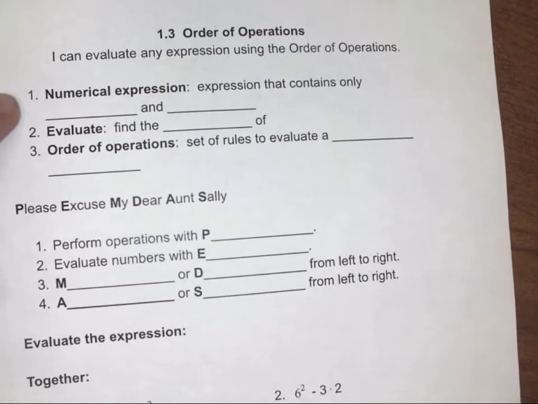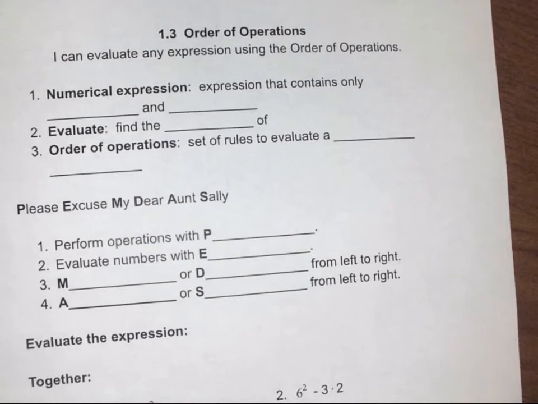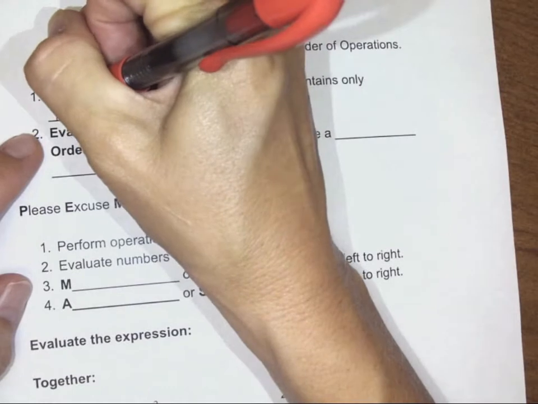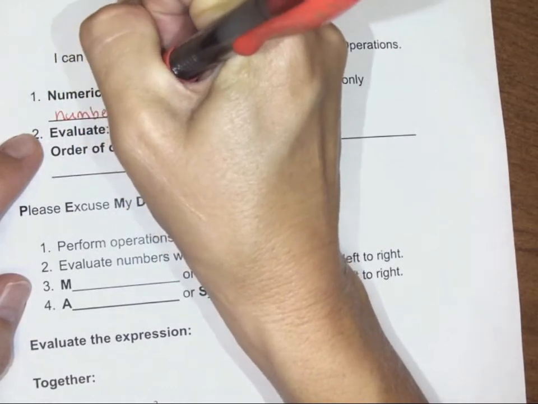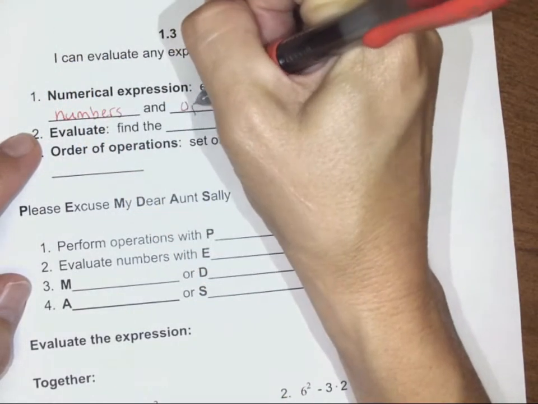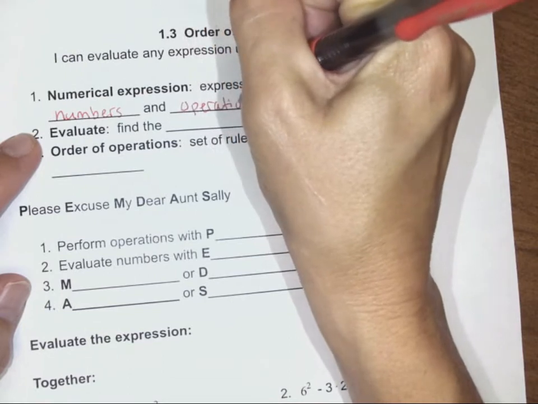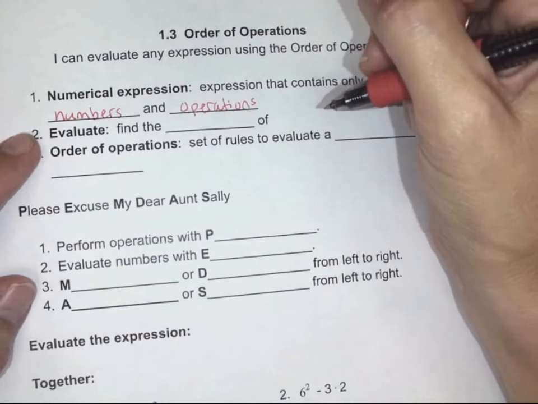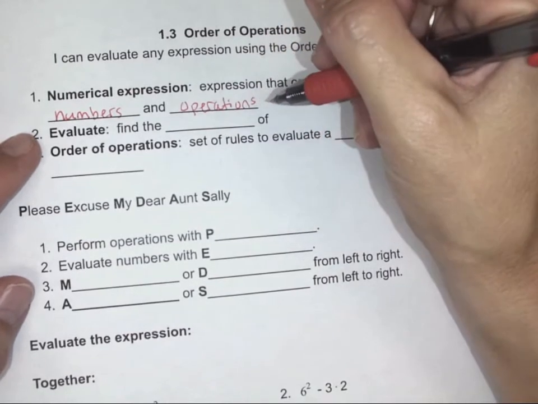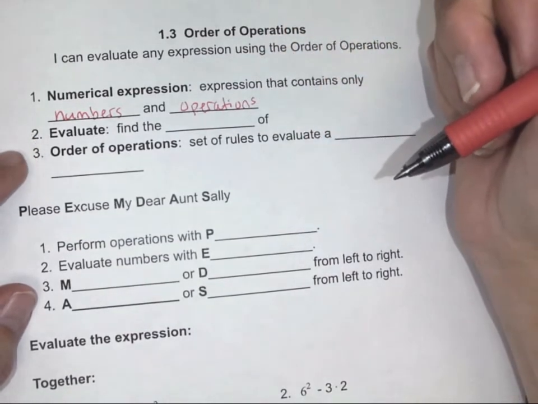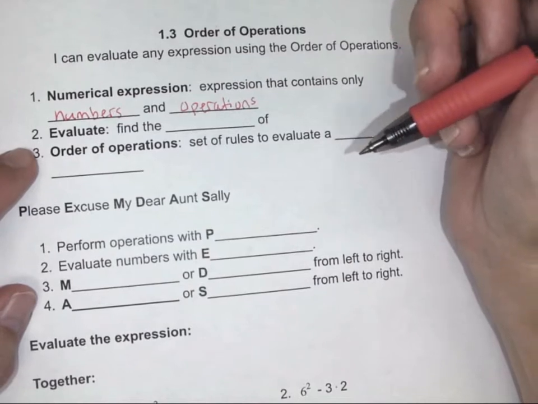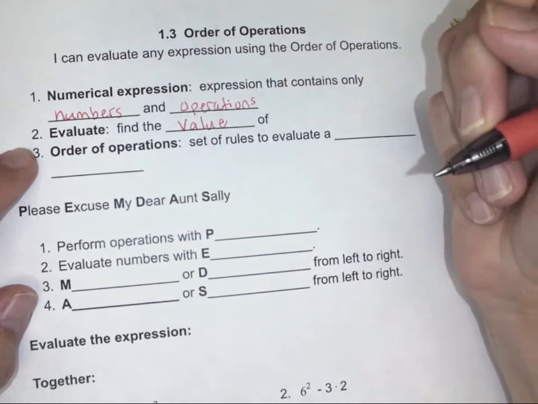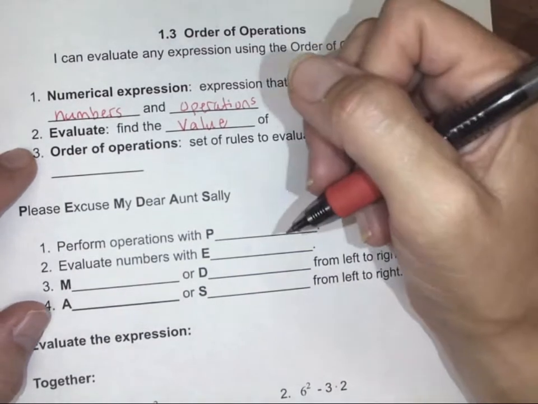Number one, numerical expression. A numerical expression is an expression that contains only numbers and operations. Remember last week we went over the four main operations: addition, subtraction, multiplication, and division. So when it says operations, that's what it's referring to. Number two, evaluate is to find the value of something, to find the answer of it. If you evaluate it, you come up with the answer.